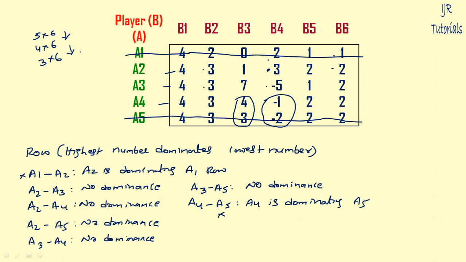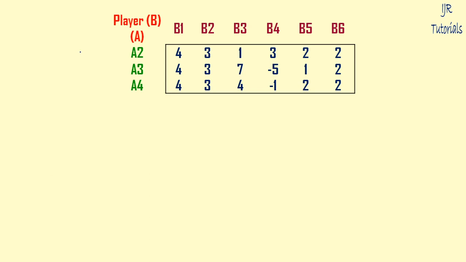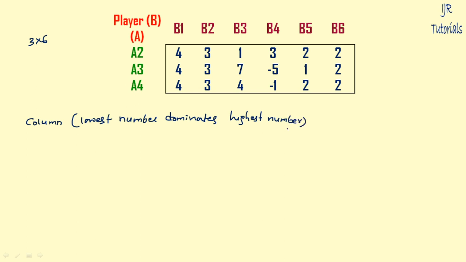So here the row process completed, and now we move to the column process like this. See here the matrix is reduced to 3 by 6. Now we can see the column dominance or not. So what is the rule here? The lowest number dominates the highest number. So here there are B1 to B6.